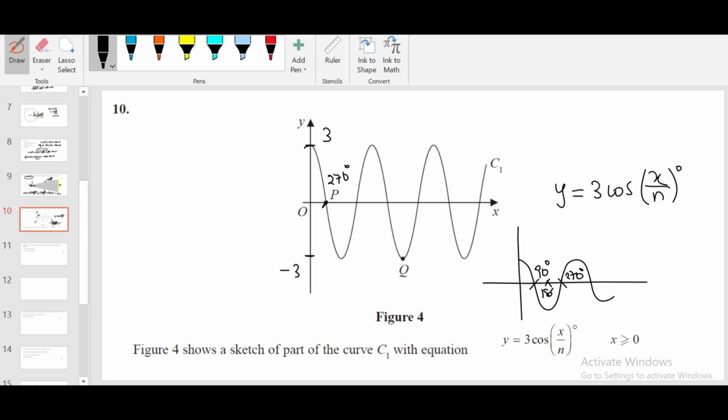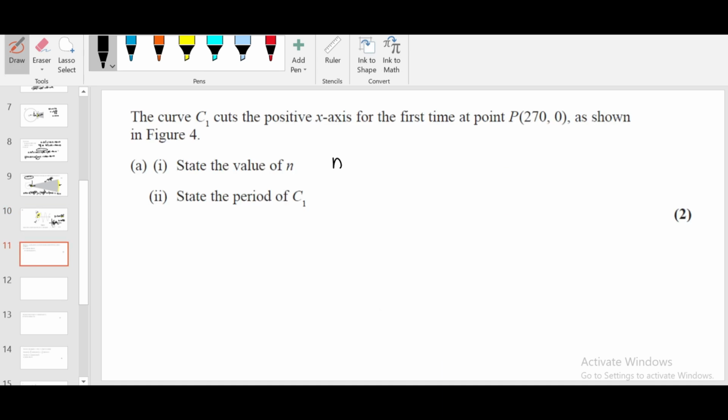That's cos x. Now if they ask you to sketch cos x over 2, if you have learned the stretching properly, it's mentioned there clearly, when you divide x by 2, you need to multiply the x coordinates. So you need to multiply these coordinates. 90 multiplied by 2 becomes 180. So the first point becomes 270 because 90 has been multiplied by 3. That tells us n is equal to 3. So the value of n is equal to 3.